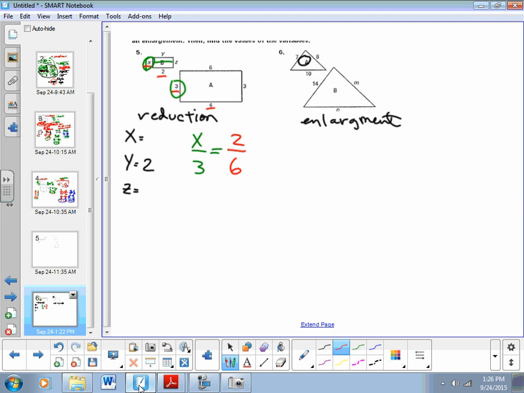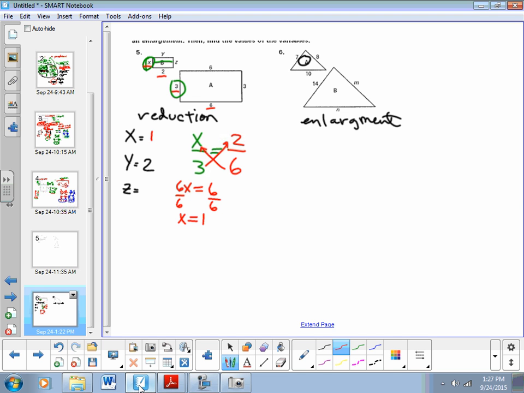And from there, does anybody remember what to do with the proportions like that? No? Cross multiply. Go ahead and cross multiply. And does everybody get 6x equal to 6? Now solving for x, what would you do? Divide by 6. X is equal to 1.